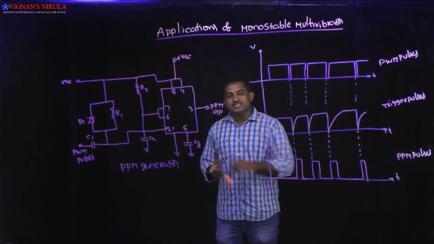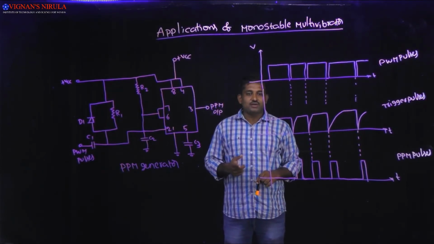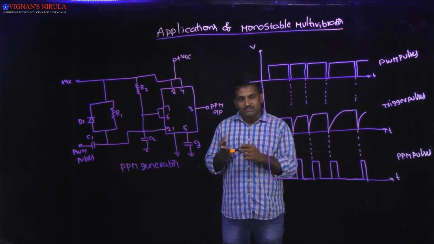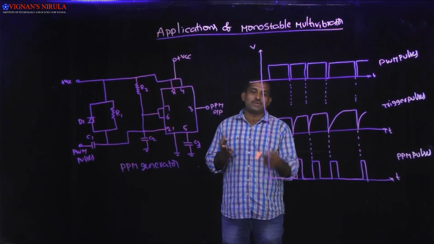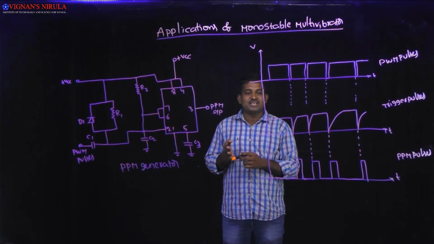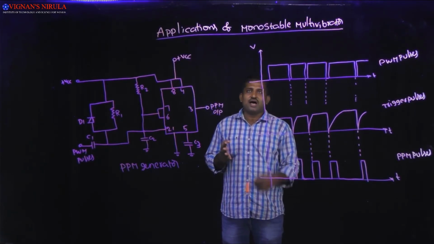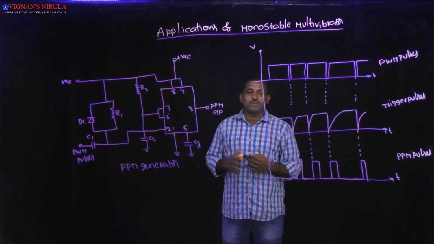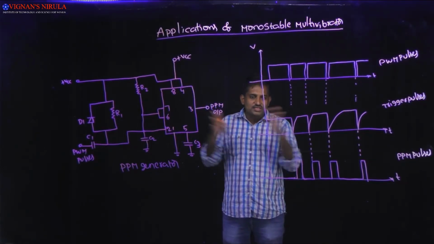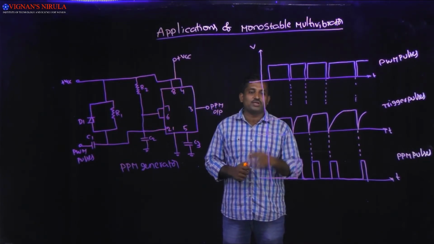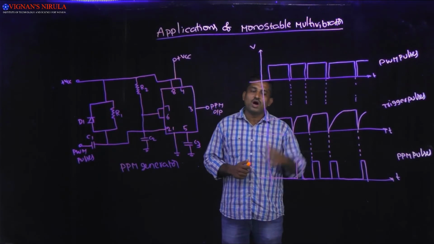It will be used as a frequency divider, and the monostable multivibrator is used to generate the PWM pulses, the monostable multivibrator is used as a missing pulse detector, and the monostable multivibrator is used as a linear ramp generator. Last but not the least, the monostable multivibrator is used as a PPM generator. All these 5 applications of the monostable multivibrator are very important from the exam point of view also.